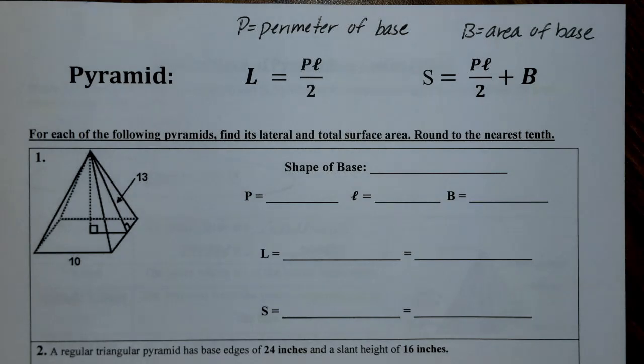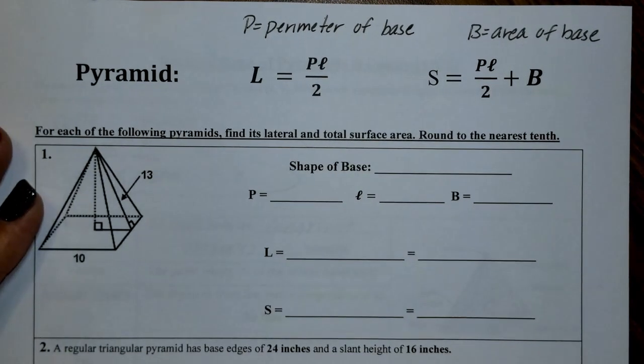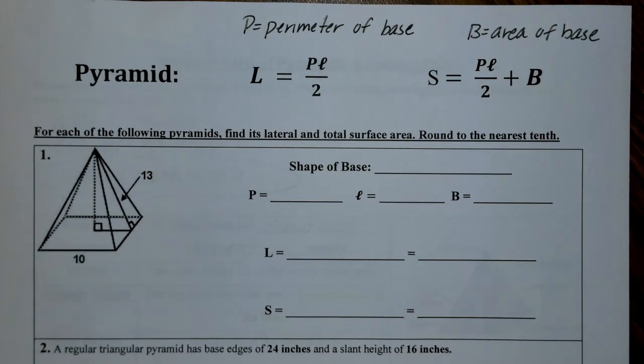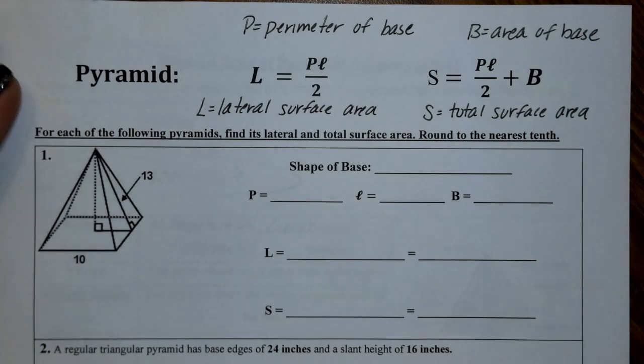So here, at the top of the paper, make sure we see big P is the perimeter of the base, big B is going to be the area of the base. Now the L is going to stand for lateral surface area, which you notice does not have a big B because it does not contain the base. And then S will be your total surface area, including that base. Just take a quick moment to pause and write all of that down.